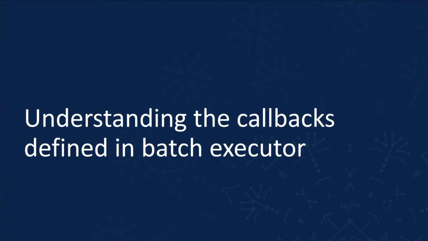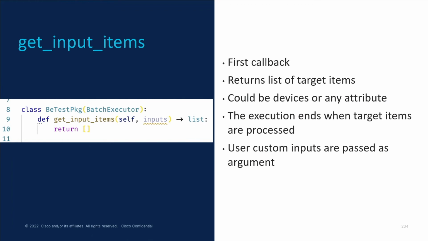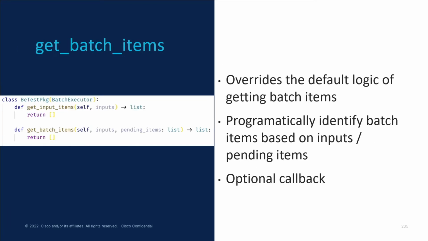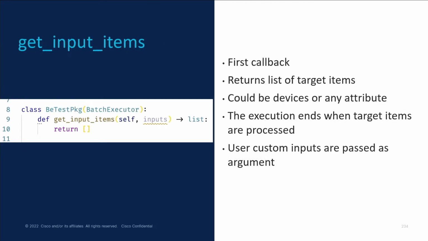All right, so different callbacks. This is the first one that I just mentioned. This is again the class implementation. So you have this get input items, and this input is basically going to be your Yang input, which I'll be showing later. This is optional. You expect to use some of the inputs that you provided and return a total of n items, right? It could be anything. It could be devices or any network attributes. Again, the execution will end when all the target items are processed.